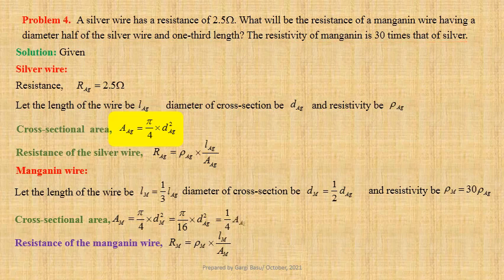1/4 A_Ag. Resistance of manganese wire Rm equals 30 times ρ_Ag into 1/3 L_Ag divided by 1/4 A_Ag, that is equal to 40 times R_Ag. Given R_Ag equals 2.5 ohm, therefore Rm equals 40 into 2.5, that is equal to 100 ohm.